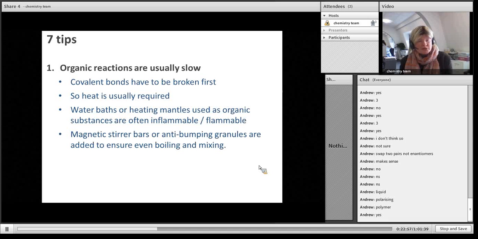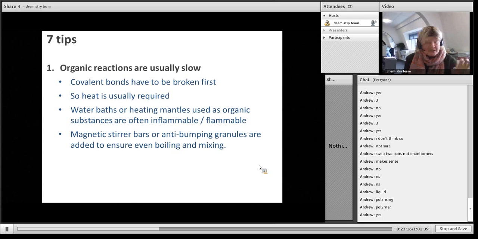And the first thing we'll do in that first chapter is the 7 tips. If you keep these in the back of your mind, then it will help you in all the rest of that book in terms of the types of reactions. So the first thing is your organic reactions are slow. And that's because you're breaking covalent bonds.